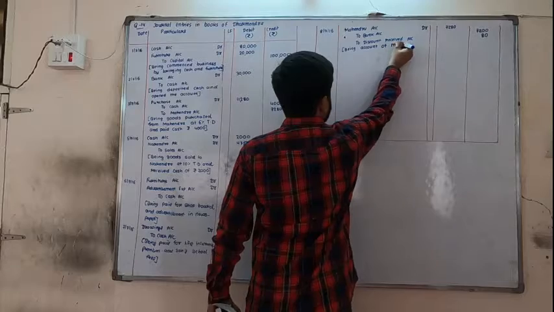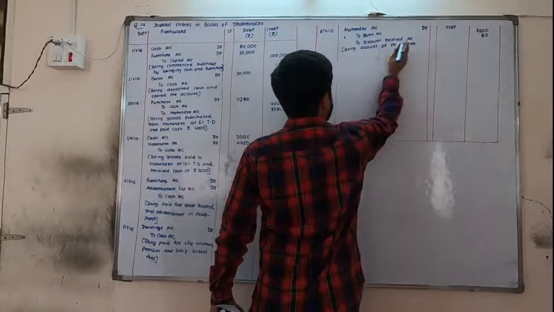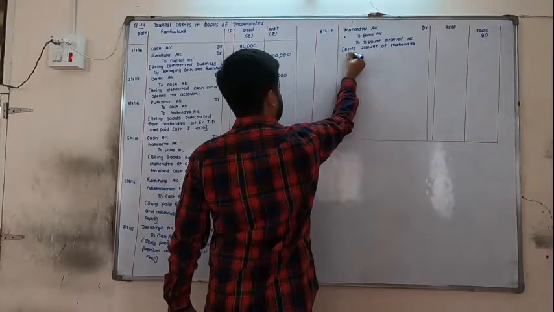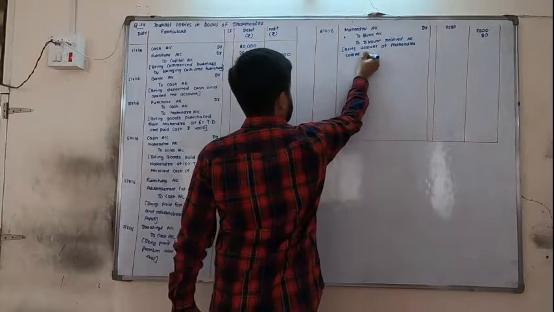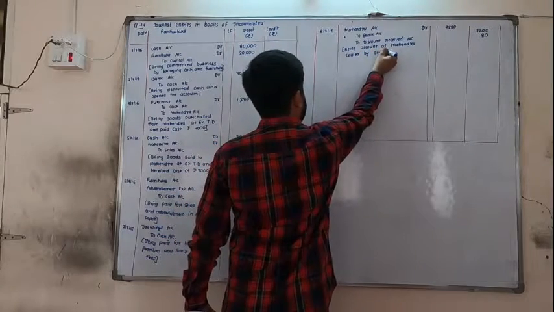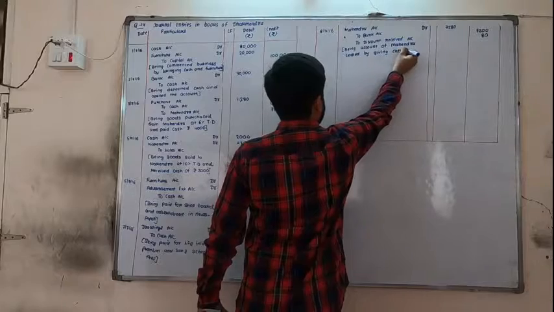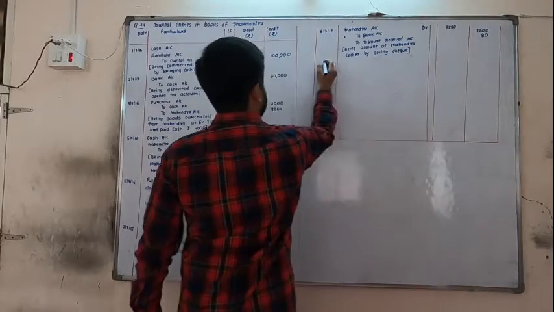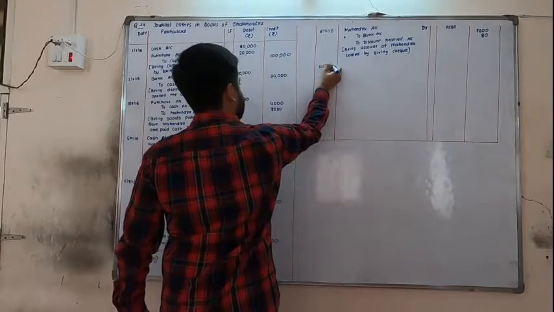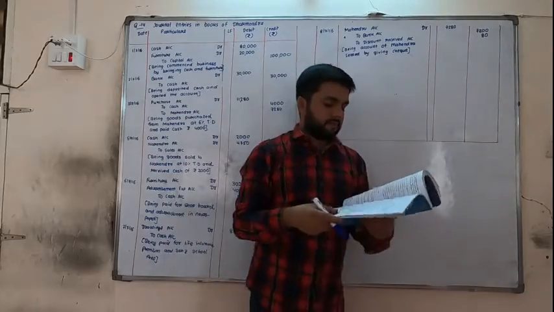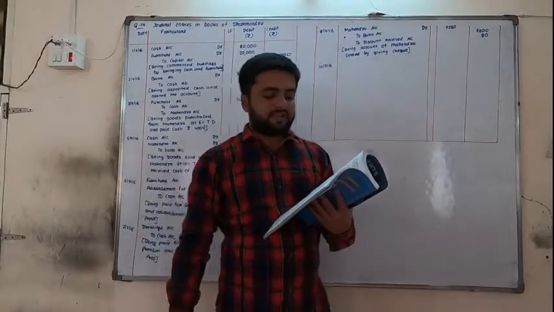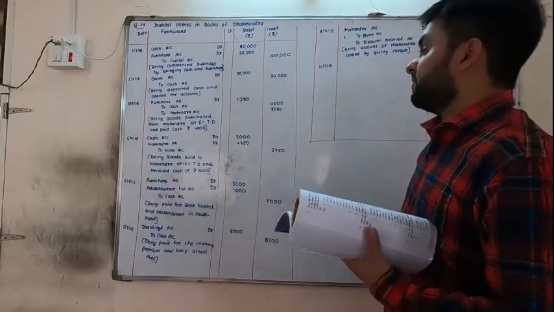Account of Mahendra settled by giving check. We have given check. 10/7/16. Received a check of 4700 from Narendra in full settlement.